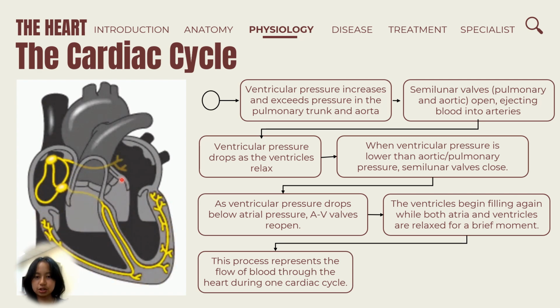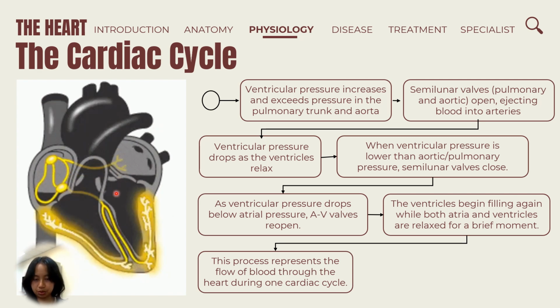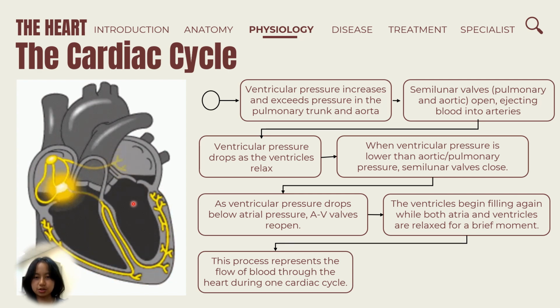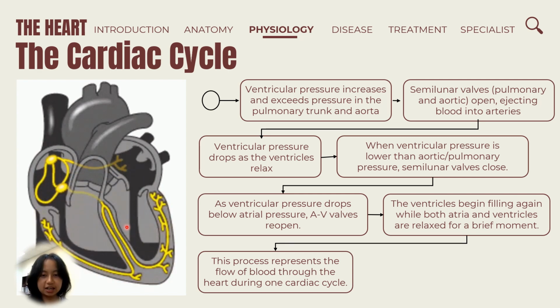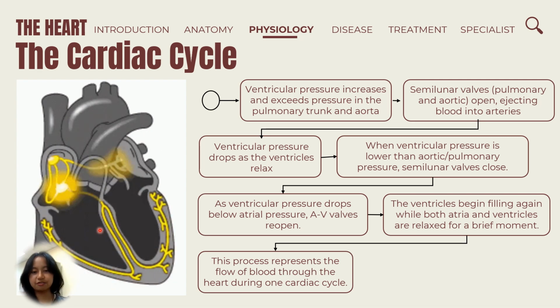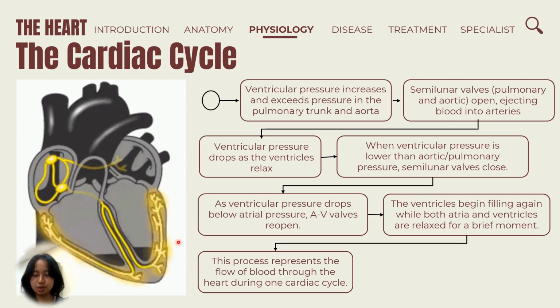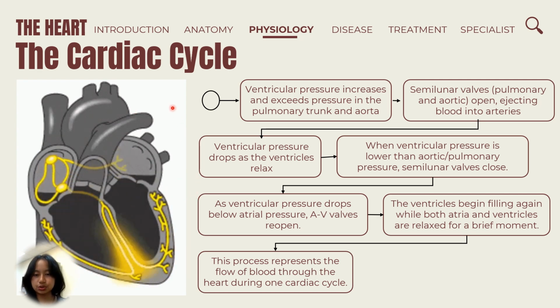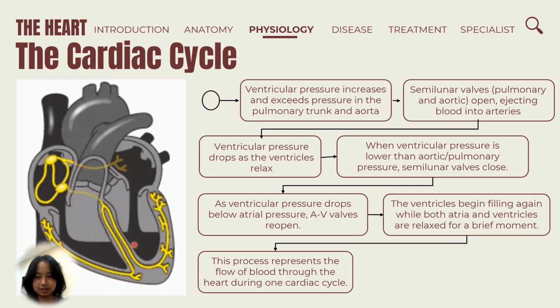As the ventricular pressure drops below the atrial pressure, the AV valves will then reopen. So the ventricles begin filling again while both atria and ventricles are relaxed for a brief moment. This process represents the flow of blood through the heart during one cardiac cycle.